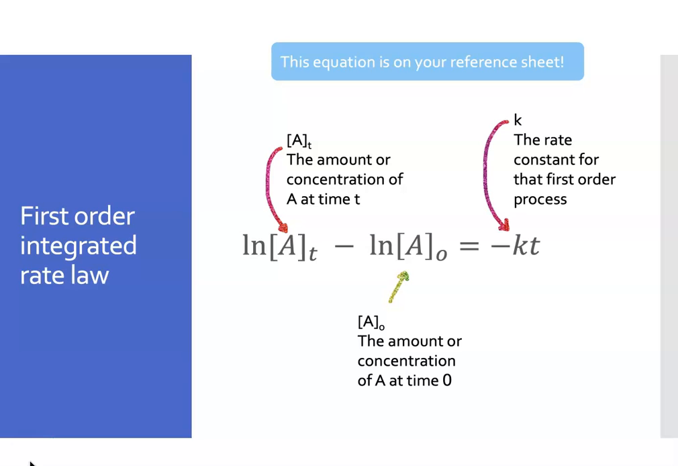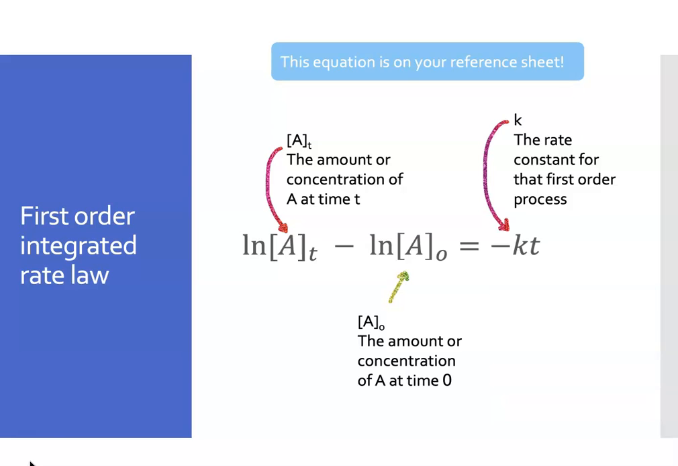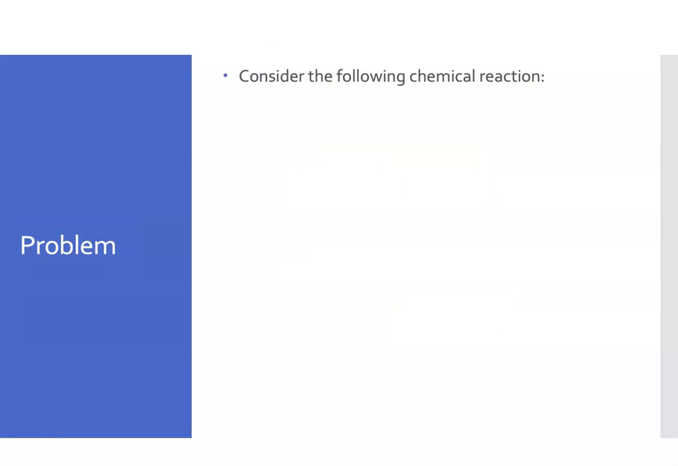k is the rate constant for that first order process. There is a relationship between k and the half-life for a first order process. If you know the half-life, you can calculate k. That's on your formula sheet too. And finally, t refers to the amount of time that has elapsed for the process. So now we're ready to work through a problem.